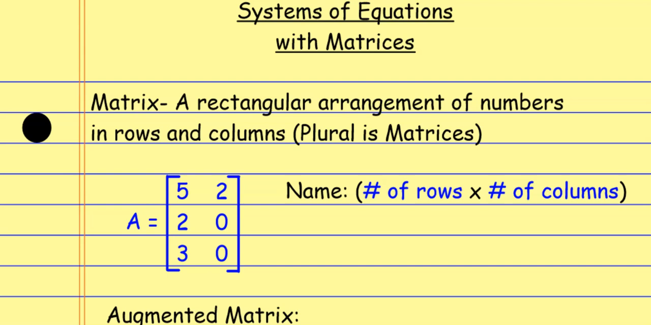A matrix is just a rectangular arrangement of numbers in rows and columns, all right? So again, plural is matrices. And this is used for a couple different things. If we look at this guy down here, here's an example of a matrix, all right? So we would call this matrix A.